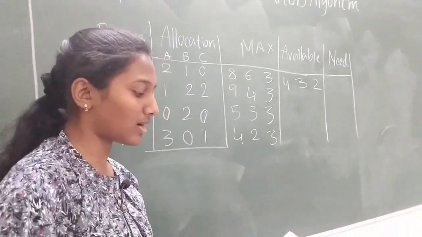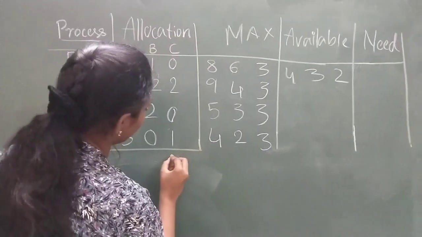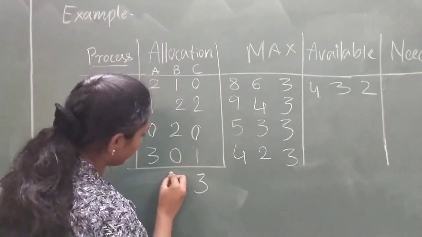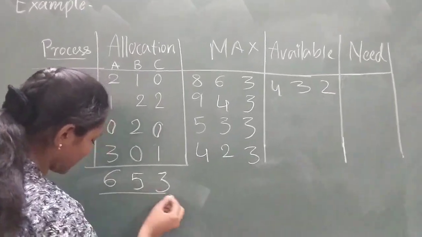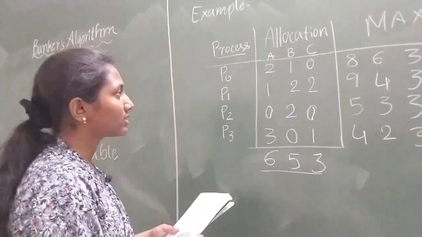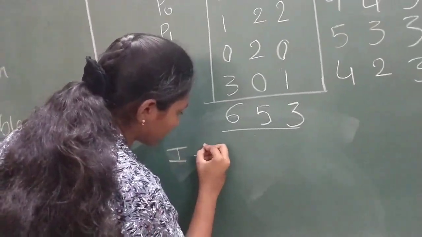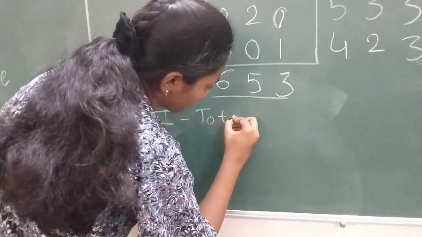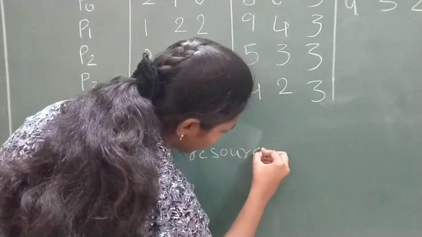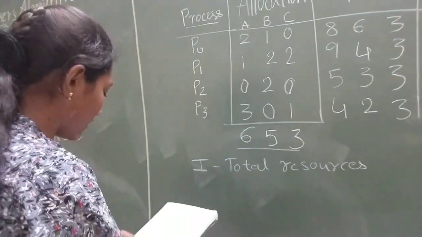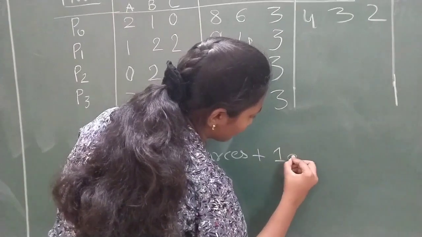So the first step is to allocate. We have to calculate the total allocation. So 3, 5, and 6. The total allocation is 653, and next, the first step is total resources. The total resources plus first available.